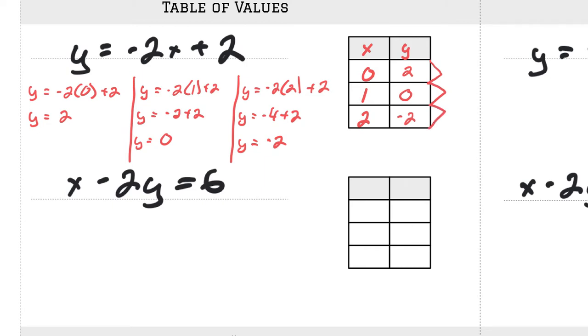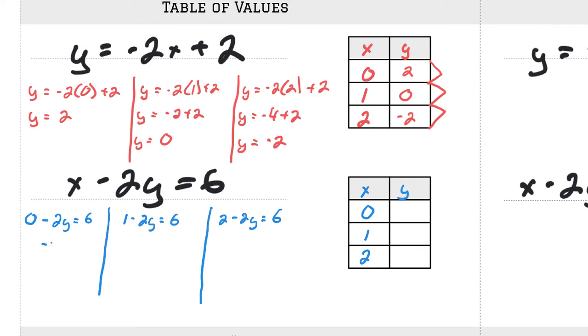I'll switch colors now and look at the second equation. Again, I'll use 0, 1, and 2 for my x values and determine what y is. There are no fractions, so these are pretty safe values to use. So subbing in for x, I get 0 the first time. The second time, it's going to be 1. And the third, it's going to be 2.